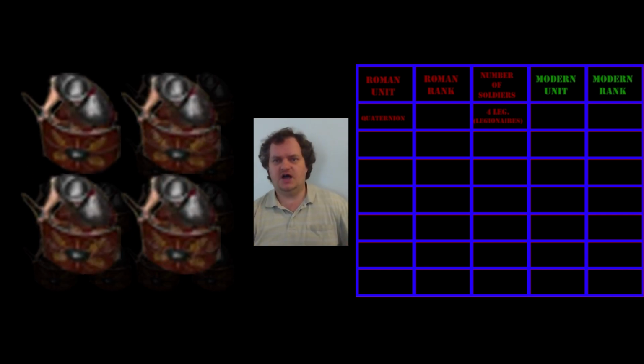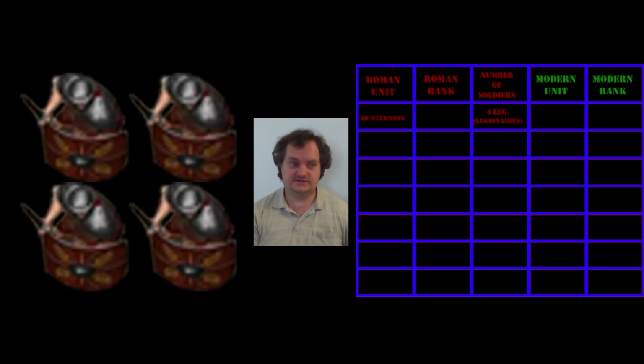There is no officer over a quaternion. That's just 4 soldiers being assigned to a certain duty. In modern terms, this would be equivalent to the team, which again doesn't really have a commanding officer in the modern military, although sometimes a corporal might be overseeing it.